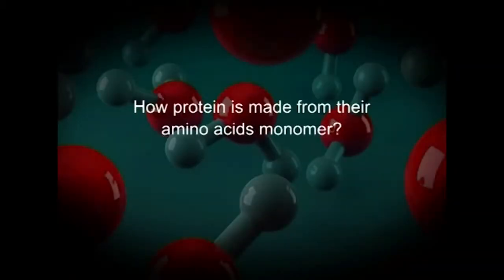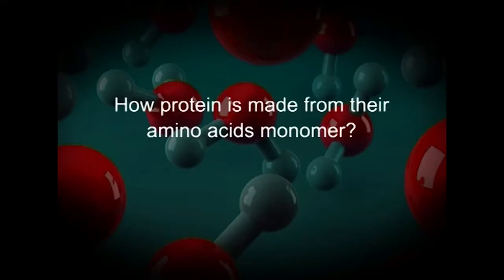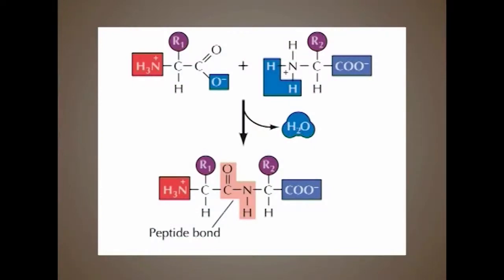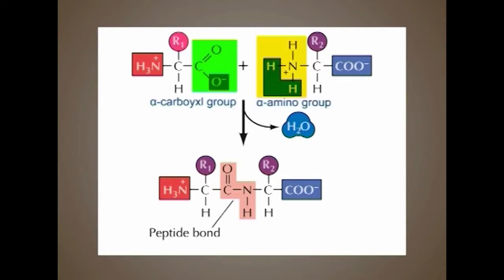Now, let us learn how protein is made from its amino acid monomers. Formation of a peptide bond is an example of a condensation reaction involving loss of a water molecule. In this reaction, the alpha carboxyl group of one amino acid, say R1, reacts with the alpha amino group of another amino acid, say R2, and the two amino acids are joined together by a covalent bond known as peptide bond. The resulting product is called a dipeptide, which contains two amino acid units.